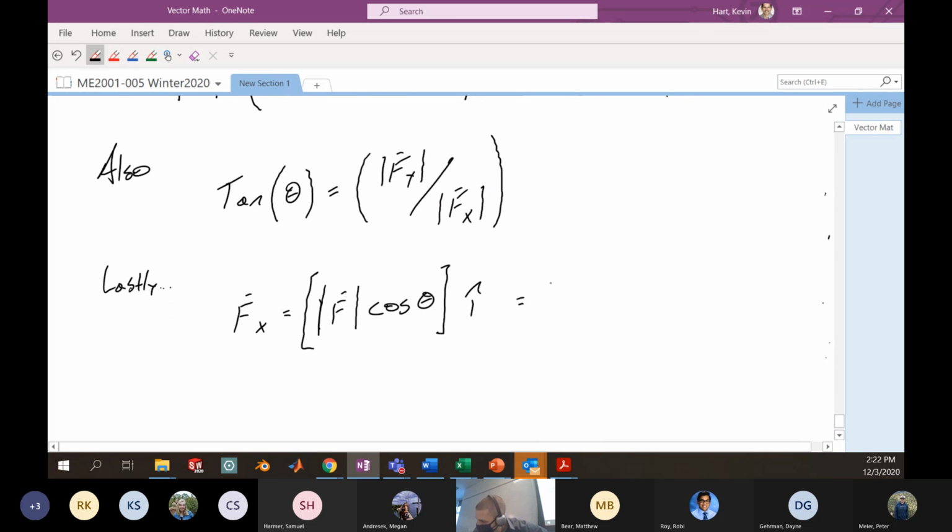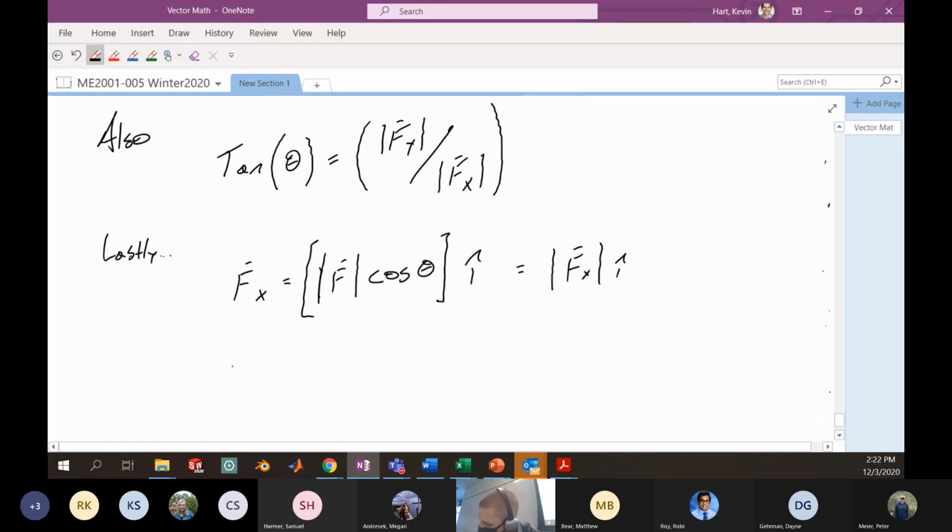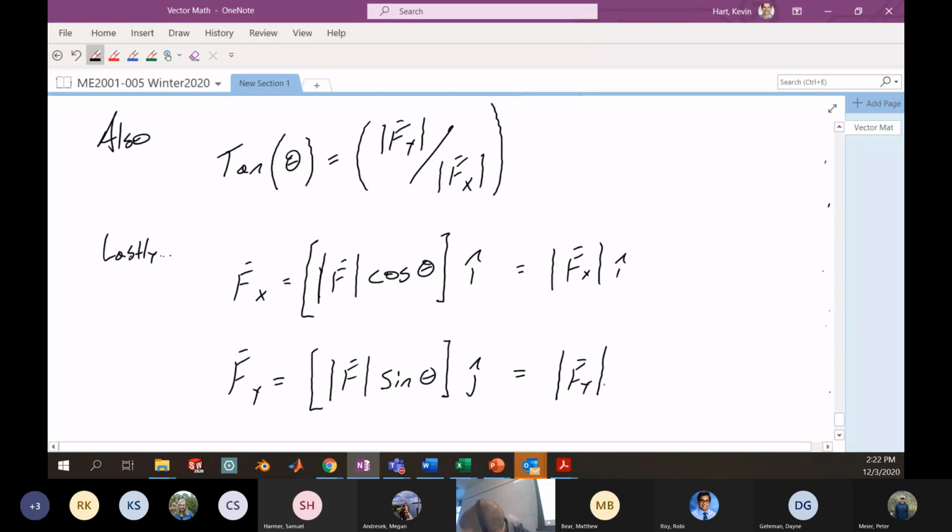You may also see this written as the magnitude of fx in the i direction. So the magnitude of the vector in the x direction is just whatever the full vector is resolved into the x direction through the cosine function. Similarly, for the y direction, you have the magnitude of the force resolved now not with cosine, but with sine. Okay.